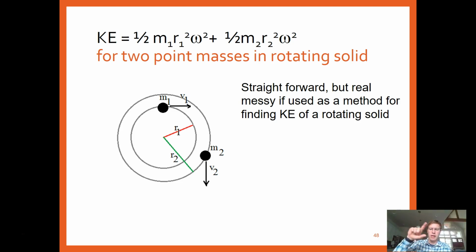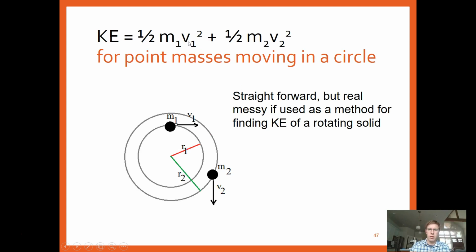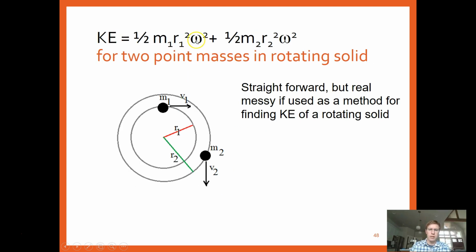For a rigid object like a tire, even though the outer edge of the tire and the inner part of the tire might be moving at different linear speeds, their rotational speed is the same if it's a rigid object. So let's replace v with r times omega, because we know v equals omega times r for any object moving in rotational motion.